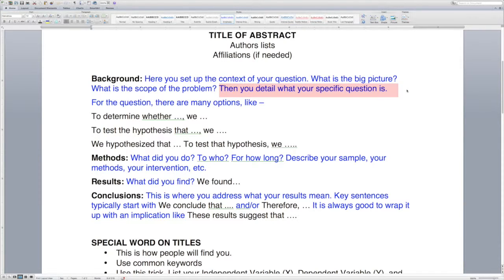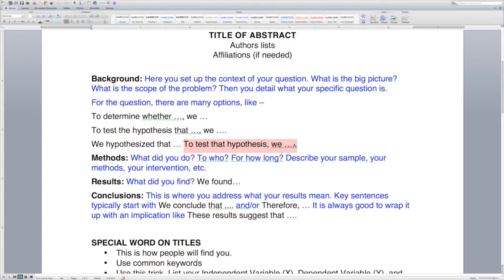Or diagnosis is difficult and we wanted to test this specific diagnostic procedure. And for your question, there's really a lot of different options of how you can lead that off. To determine whether blah, blah, blah, we did blah, blah, blah. To test the hypothesis that X, we did Y. Or we hypothesized that X, and to test that hypothesis, we did blah, blah, blah.